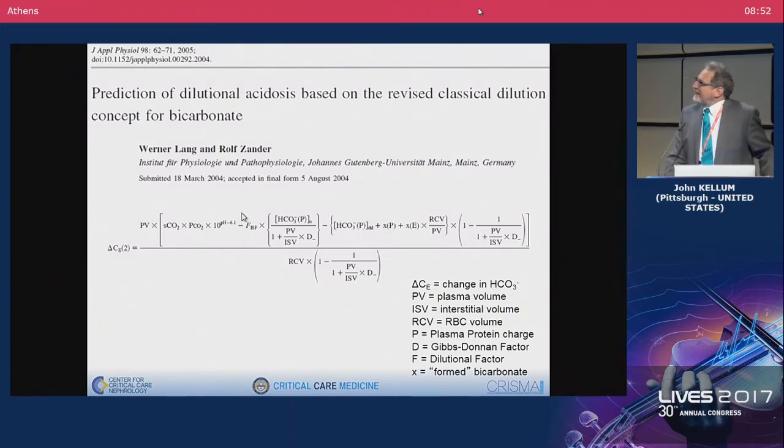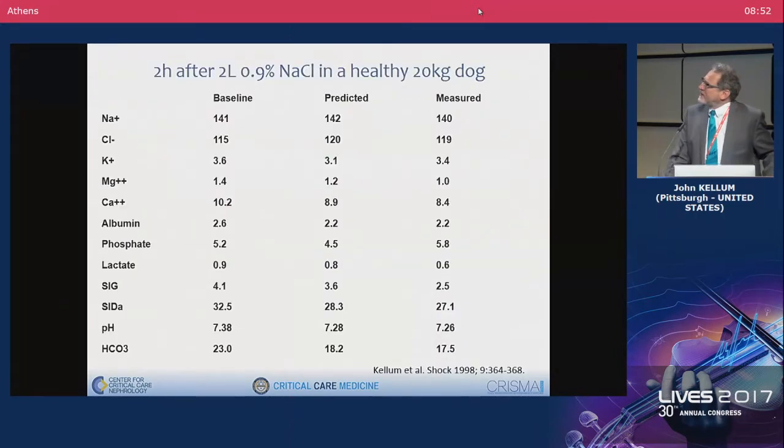And in order to get there, you not only have this complex equation, but you actually have some unknowns in this equation, which cannot be estimated accurately a priori. For example, this term formed bicarbonate is not something you can predict in a particular patient. So this approach becomes unusable in any way for research purposes or clinical purposes at the bedside.